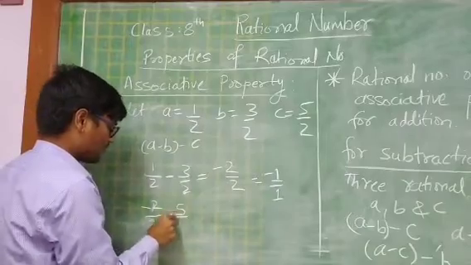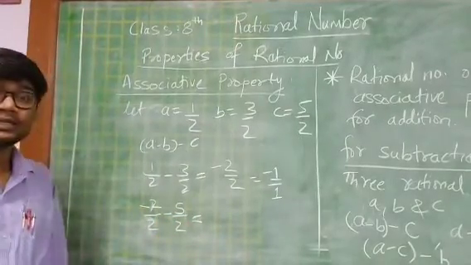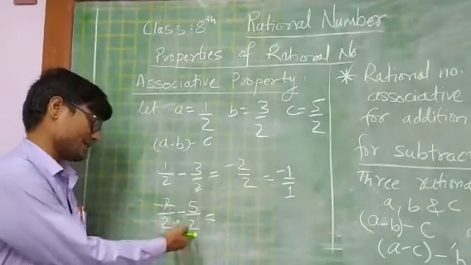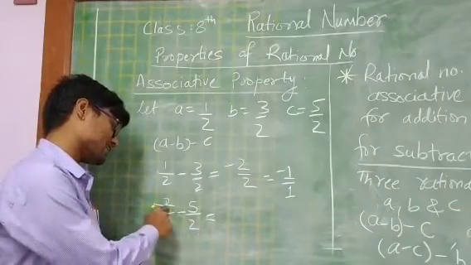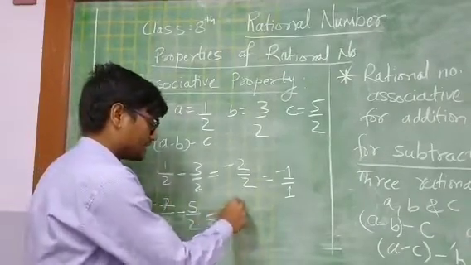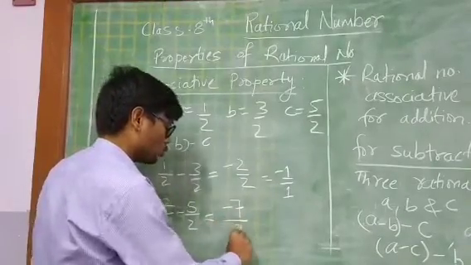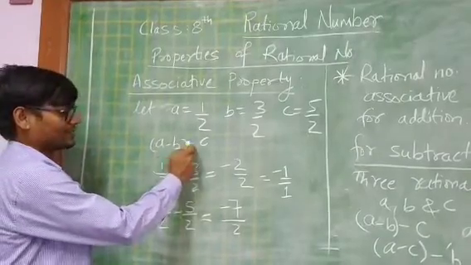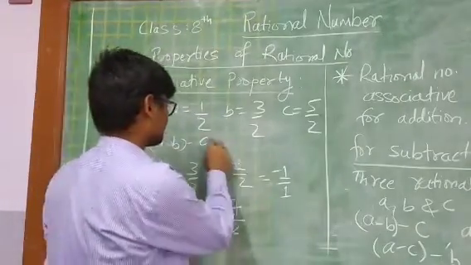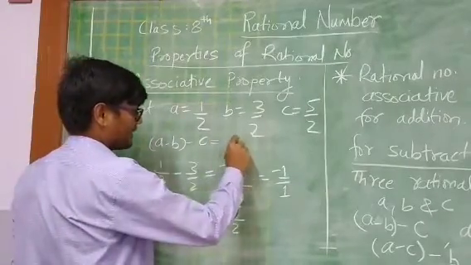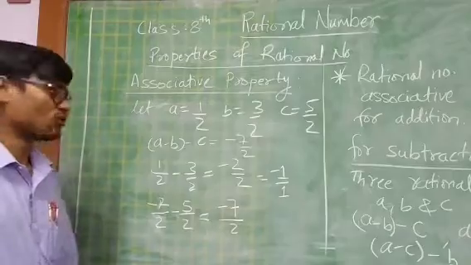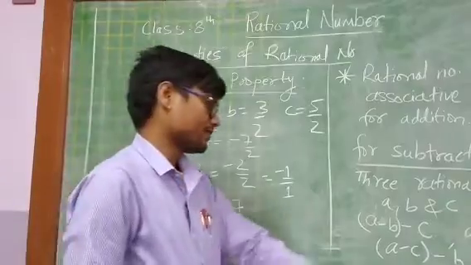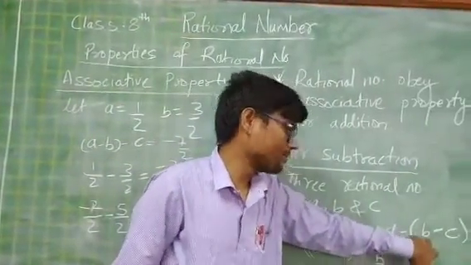So minus 5 by 2. Here also the denominators are same. We will subtract only the numerators and we will keep the denominator as it is. So minus 2 minus 5. It gives us minus 7 upon 2. Therefore, the value of A minus B minus C is minus 7 upon 2.